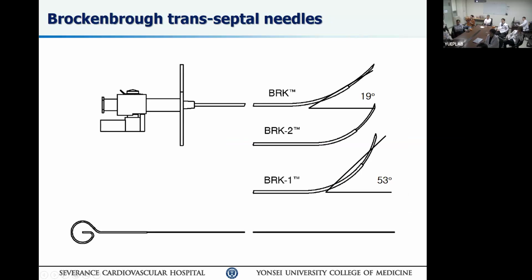During the transseptal puncture, for the transseptal needle, we usually use BRK. Although we use BRK, we can manually adjust the angle of the transseptal puncture. And before we perform transseptal puncture, in case of AFib, we usually do the CT scan, and we can adjust the angle of the transseptal needle according to the CT.